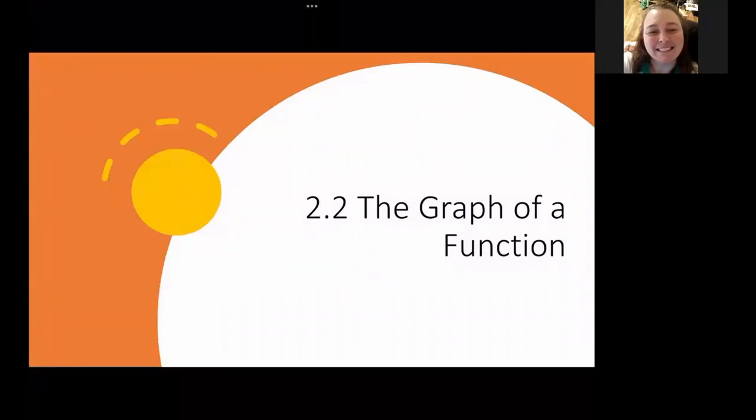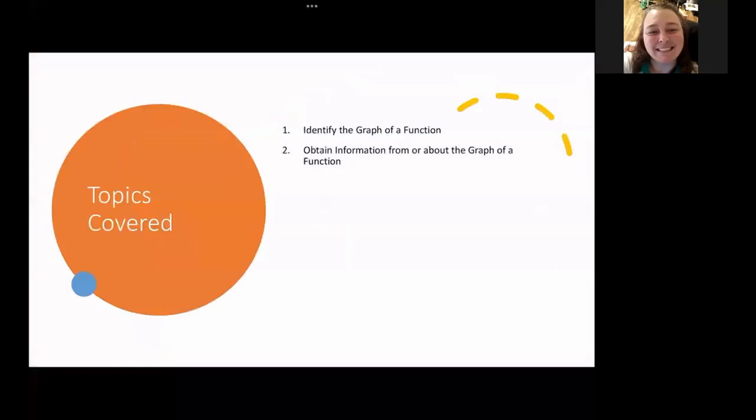Hello again. So let's continue with chapter 2, section 2, and we're going to talk about the graph of a function. Last time we talked about functions, how to plug in numbers, what they look like, and what a function means. So now let's look at what it looks like in picture form. Let's learn how we identify whether a graph is a function or not, and what kind of information we can obtain about the graph of a function.